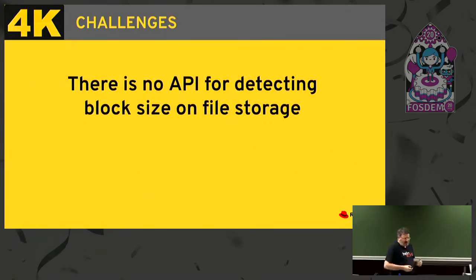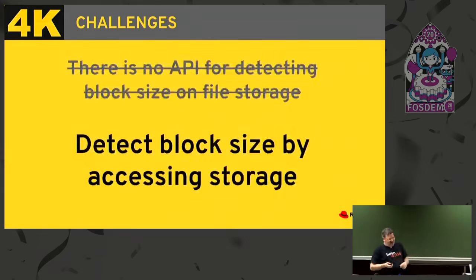Now, with all these changes, we are still not ready because we need to detect the block size somehow to use it. And there is no way to do it. So the way to solve this issue is to look in QEMU code. You can find a lot of interesting stuff in QEMU code. So we found that QEMU solved this issue by accessing storage. And this is what VDSM is doing now, is detecting block size by accessing storage.